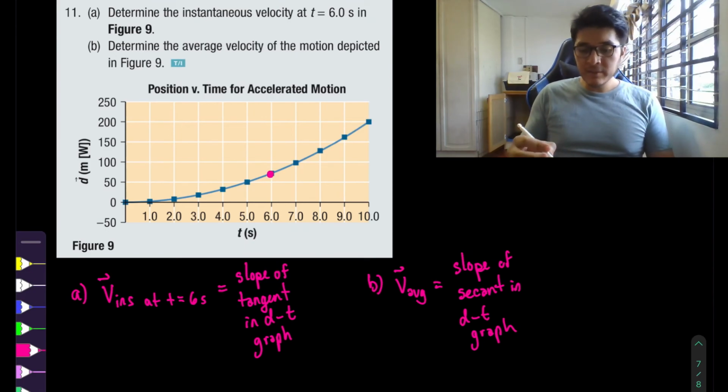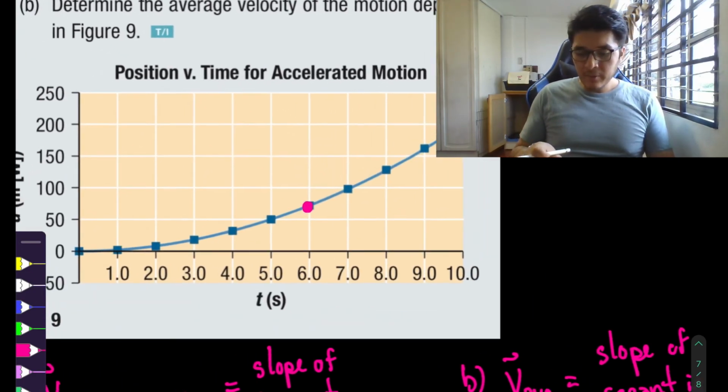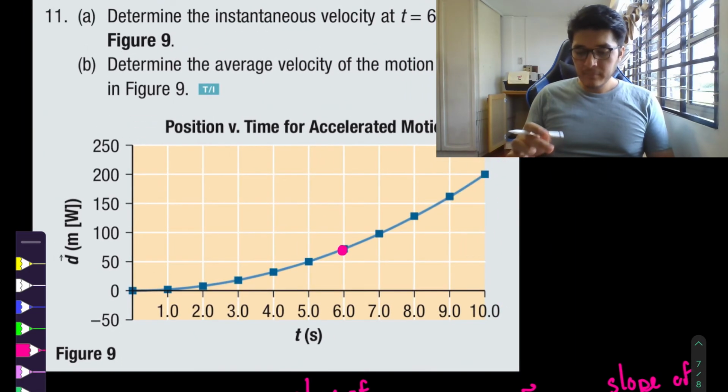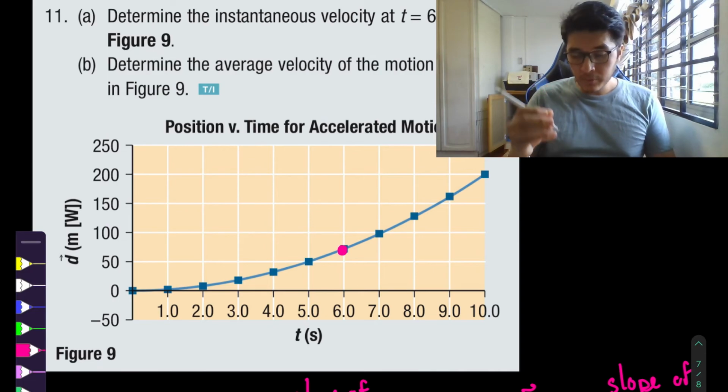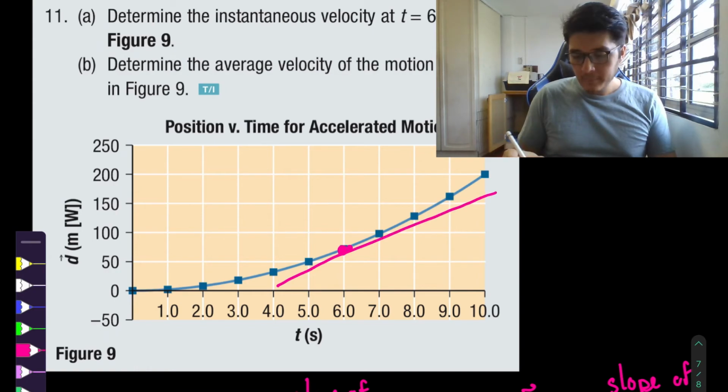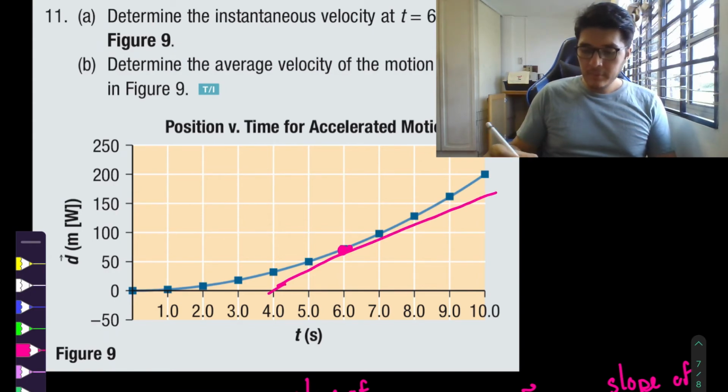we need to draw the tangent line. So remember, how do we draw a tangent line? We take the point that they're interested in and draw the point closest to it and connect them with a line. So this is the tangent at t equals 6 seconds.